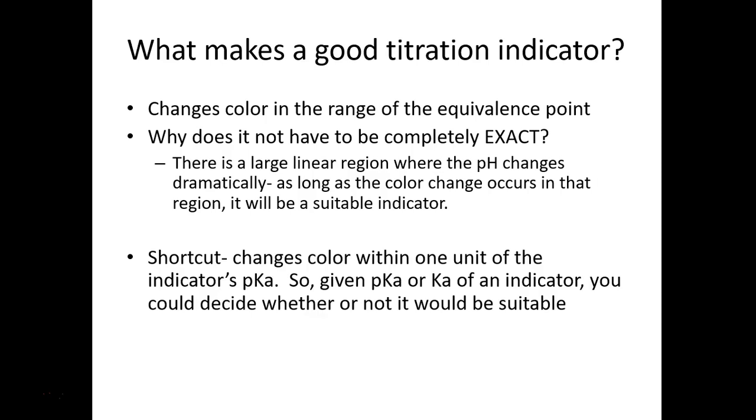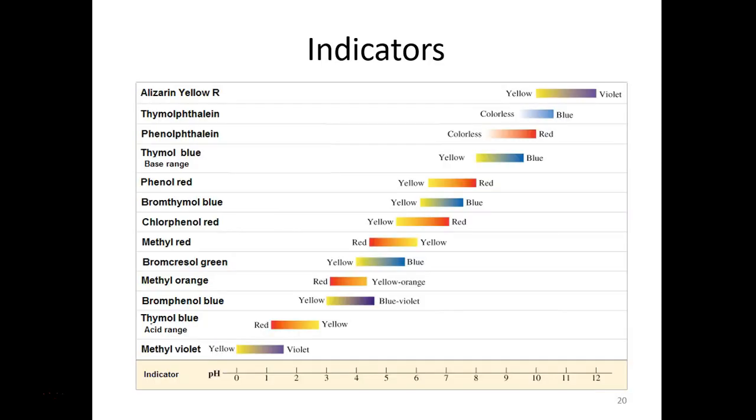Now, indicators generally change color within 1 unit of their pKa. So if you're given the pKa or the Ka of an indicator, you could decide whether or not it would be suitable. And in table 22 of the data booklet, there's a whole list of indicators and their pKa values. These are just some sample indicators and their color changes. The one you've used the most is phenolphthalein, and we're going to talk about why that is in just a minute. But there's a whole wide range of indicators at different pHs.